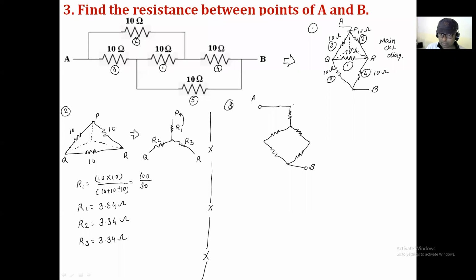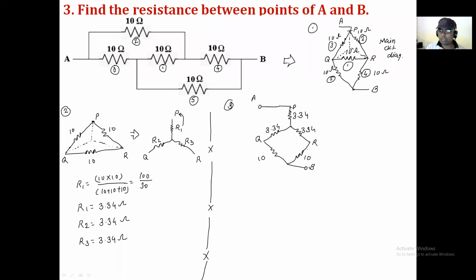All of you please check it. This is point P, this is Q, this is R, these are 10 ohm resistances as they are, and now this P point is connected to R1, so that R1 is 3.34. Q point is connected to R2, R2 is also 3.34, and R point is connected to R3, this is also 3.34.